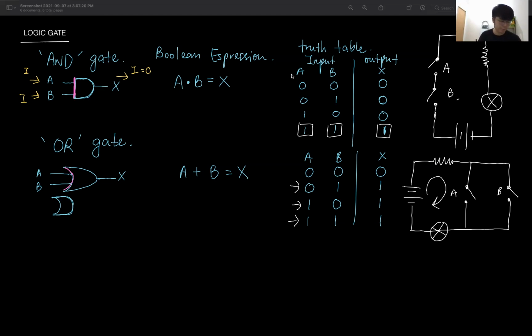Let's go to the next one. The next one is NOT gate. What is a NOT gate? Okay, a NOT gate is different from these two. A NOT gate only has one input. The symbol is like this.